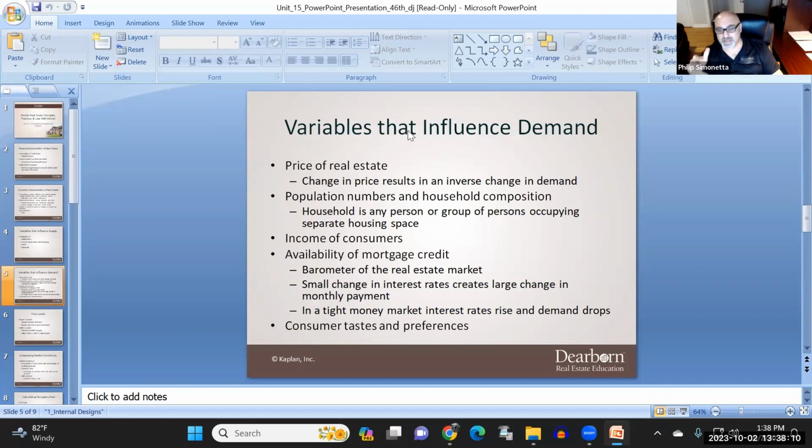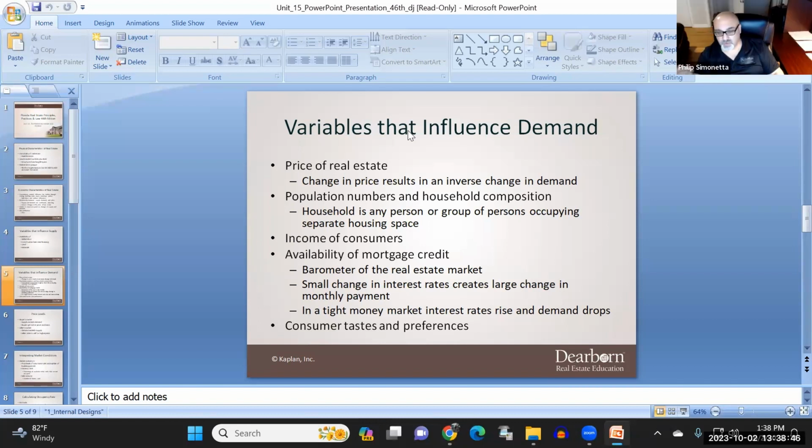Variables that influence demand. The price of real estate. Change in price results in inverse change in demand. So if the price goes up, demand goes down. If price goes down, demand goes up. It's exact opposite. Population numbers and household composition. A household is any person or group of persons occupying separate housing space. Income of consumers. If income's up or income's down, it's going to affect it, right? Nobody's buying a house if they're not making money, right? Availability of mortgage credit.